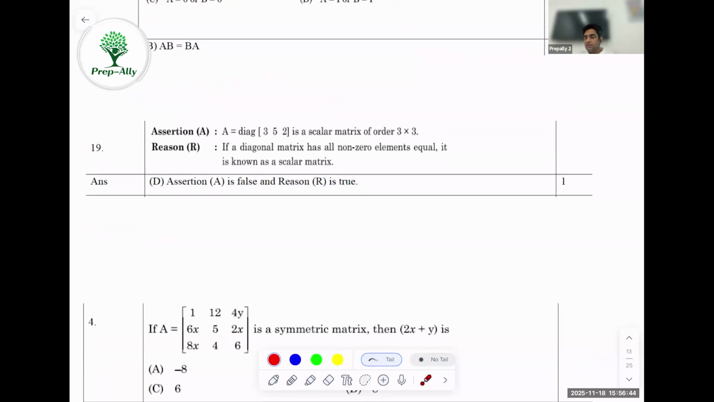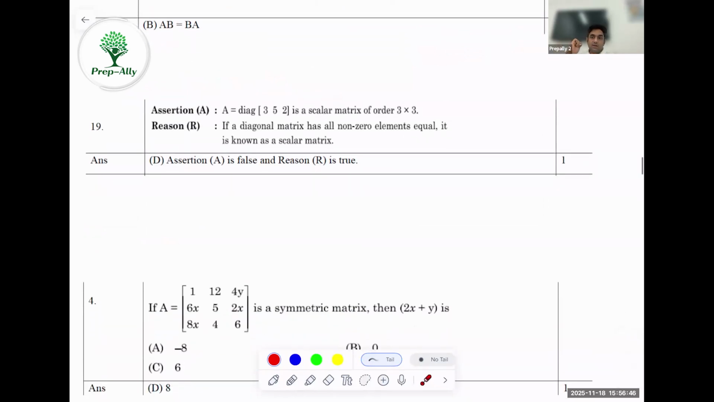Again, it's a one mark question, that is assertion and reasoning. Assertion and reasoning, guys, you have to understand. Sometimes the question is whether the reason is the right reason or not. That is where you have to be careful.